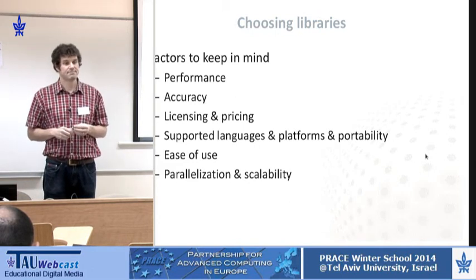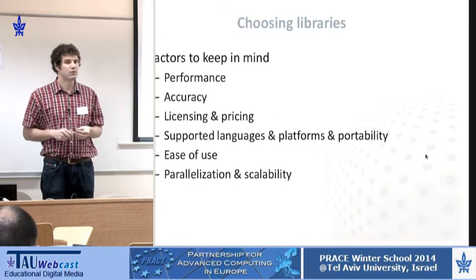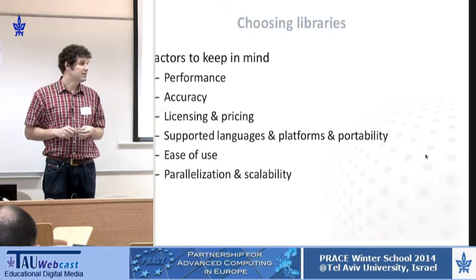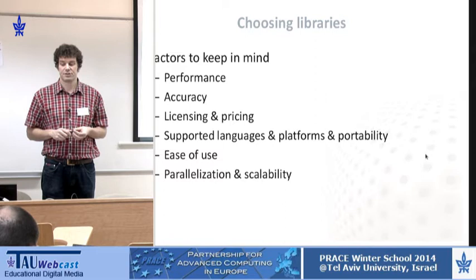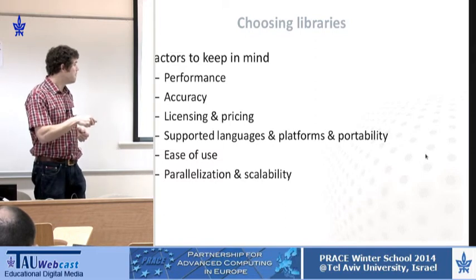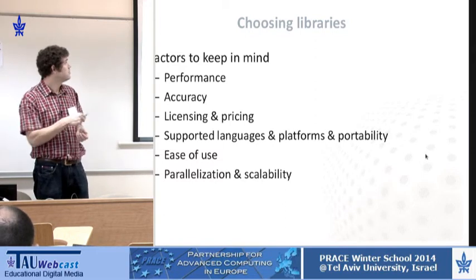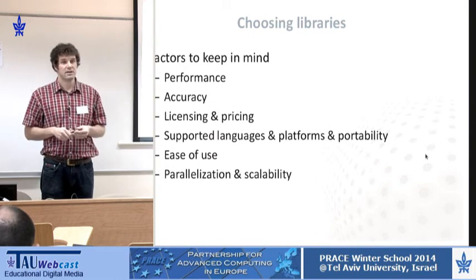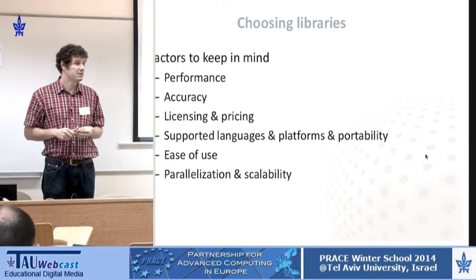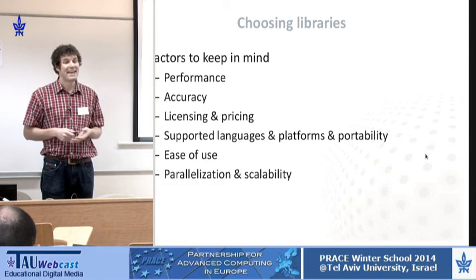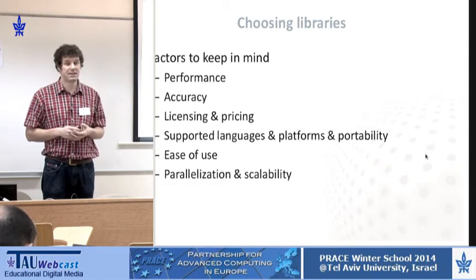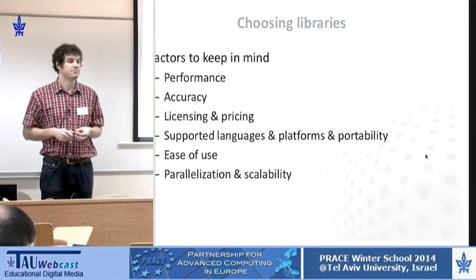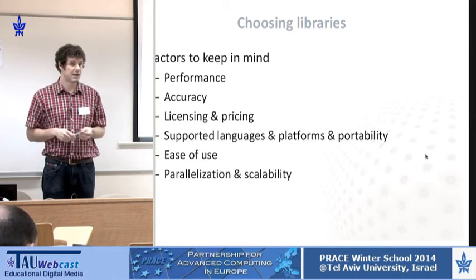Ease of use is one issue. If there are similar libraries with different ways of setting things up, or how many parameters you have to supply when you call them, that's maybe something to consider. And parallelization and scalability is of course linked to performance. Some libraries are ready to use for parallel computing, and there might be differences in how well they scale in parallel.